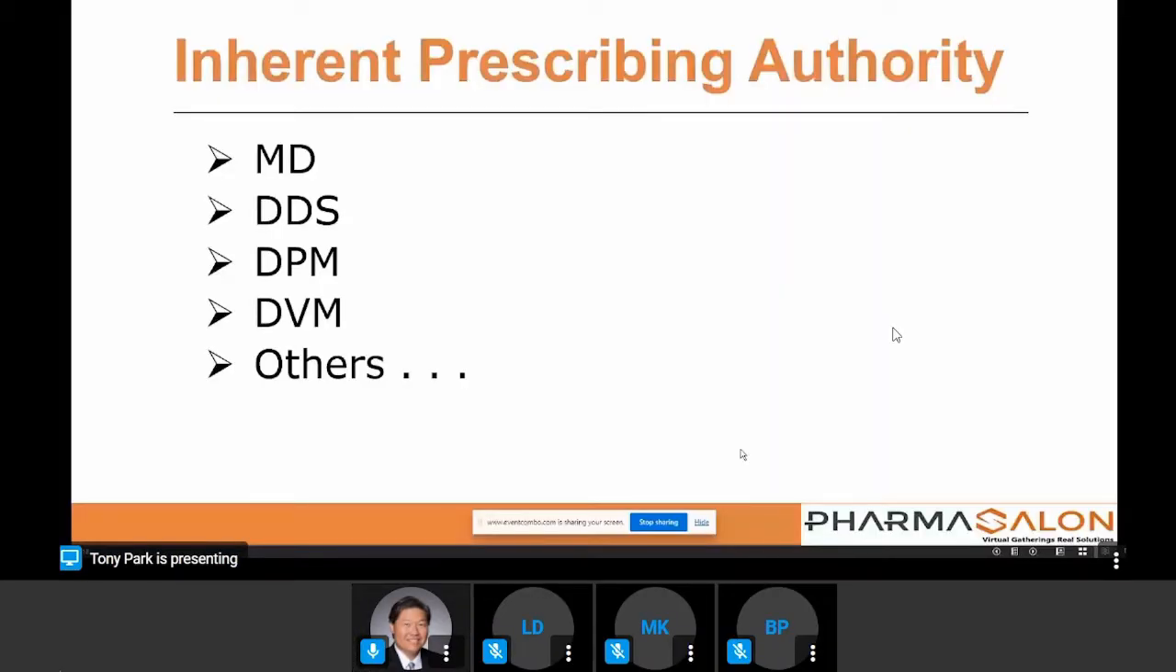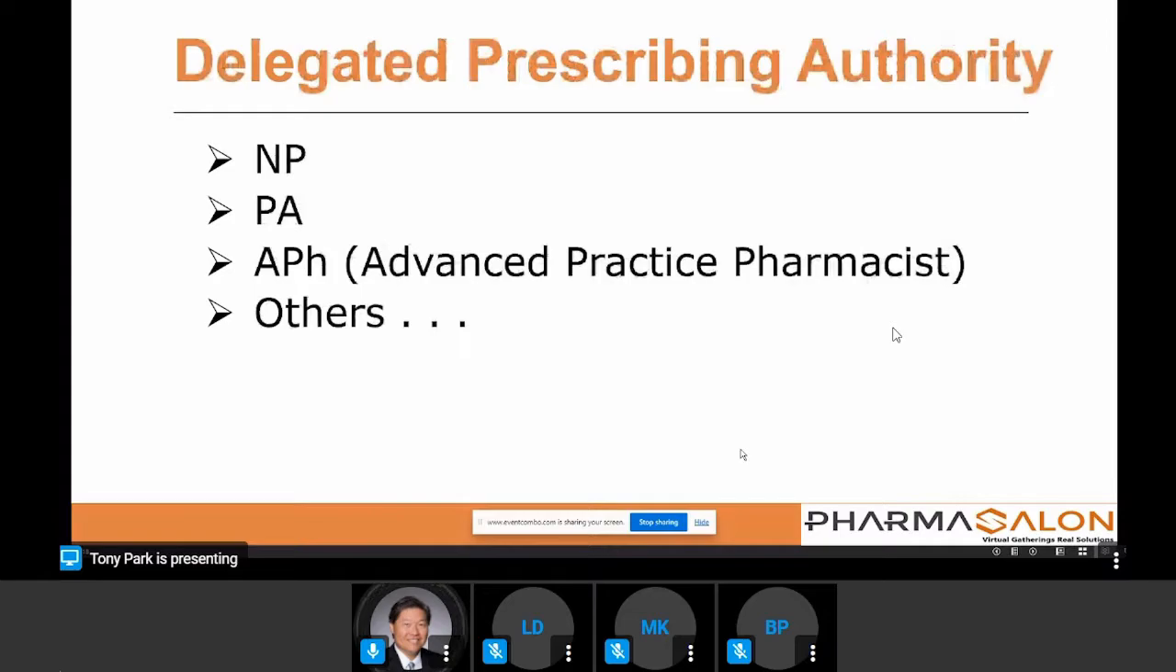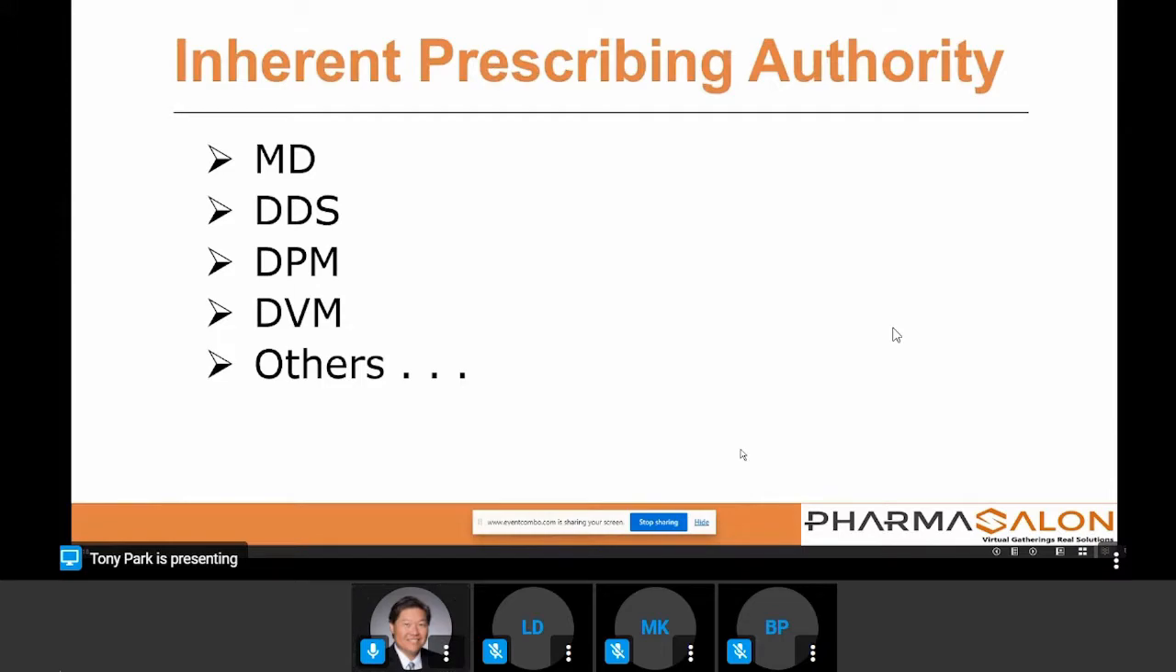These are those people that traditionally have rendered prescription orders to be then fulfilled by your pharmacy, if you happen to be in a community pharmacy, and you basically follow their orders and then dispense the drug accordingly to the patient. These folks have the legal authority to get delegated prescribing authority from these people. All right, so these people have inherent prescribing authority.